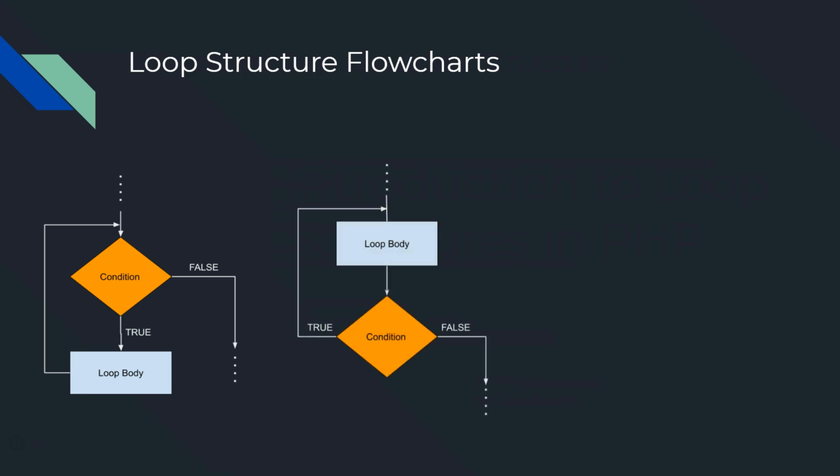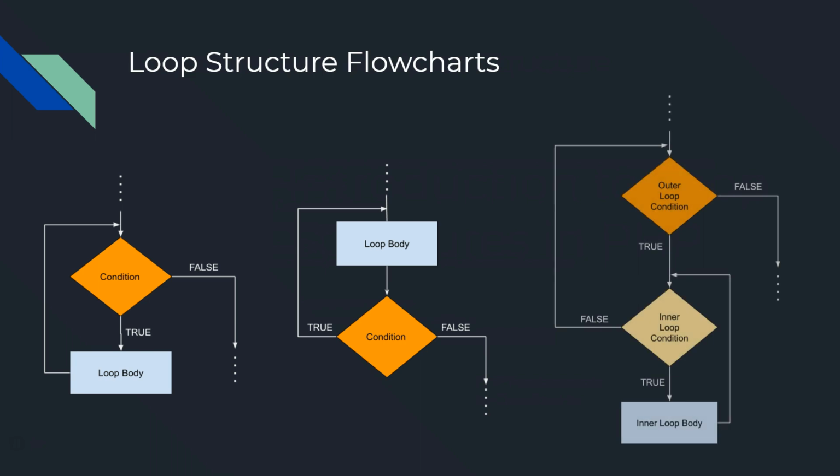And the second one here is very similar, except now we swap the two shapes here. So the loop body is at the top and the condition is at the bottom. This is also called the bottom control loop. We'll talk about that later. And the third one here is what's called a nested loop, just an example of that.